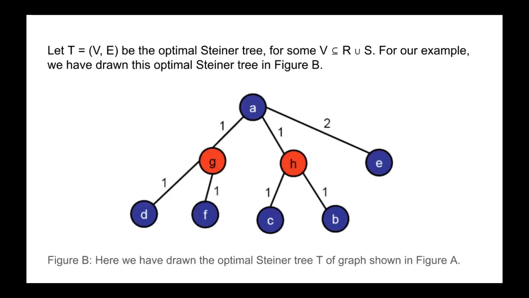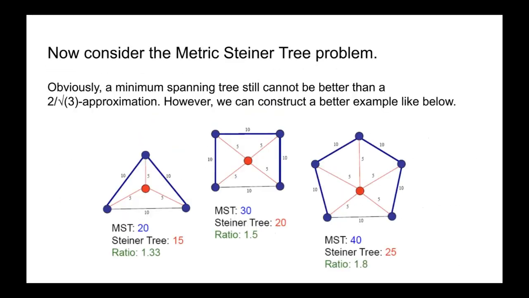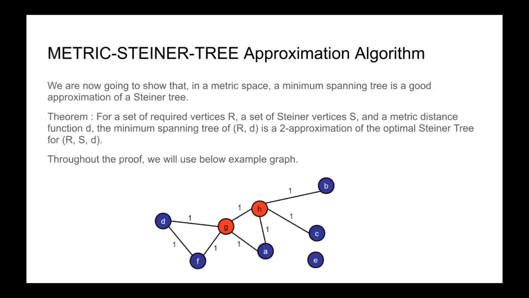So if we want to do a minimum spanning tree for this optimal problem, as we saw here, we need to remove the Steiner vertices. That's the best solution for minimum. So as you can see here, just ignore all the Steiner vertices, which in this case would be G and H, and simply find a minimum spanning tree of the required vertices R. So that's what we'll be doing here.